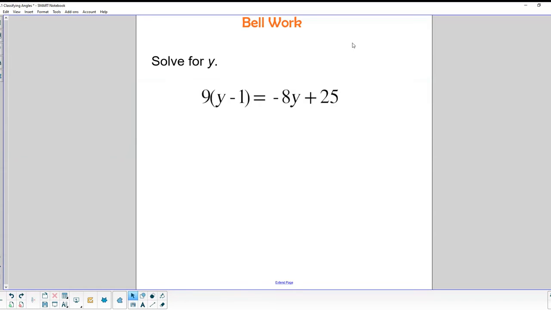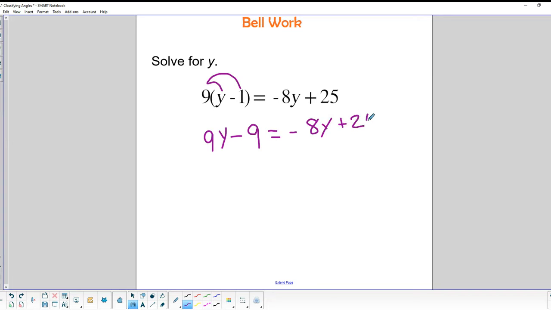Started on today's discussion. So we have another equation problem we would like to have you try, and we're going to just drill these in until they're automatic. So we're going to distribute the 9 in that first part of the equation to both things in the parentheses. 9 times y would be 9y. And then 9 times 1 would be subtract 9. And all of that equals negative 8y plus 25.